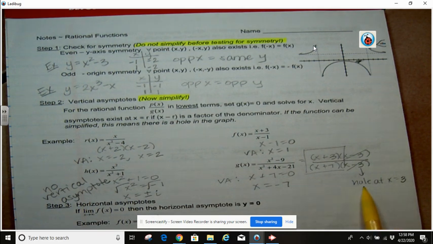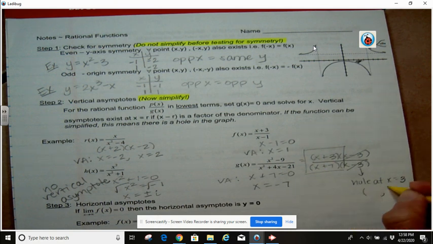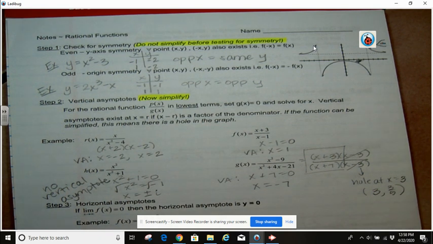We already said that the hole is at x equals 3, but we need to know exactly where to put that hole. It doesn't just automatically go at like the 0.30. So we take that x value, plug it into the remaining function. So put 3 in for both of these x's, which would give us 6 over 10. And 6 over 10 reduces to 3/5. So the hole is exactly at the ordered pair 3, 3/5.